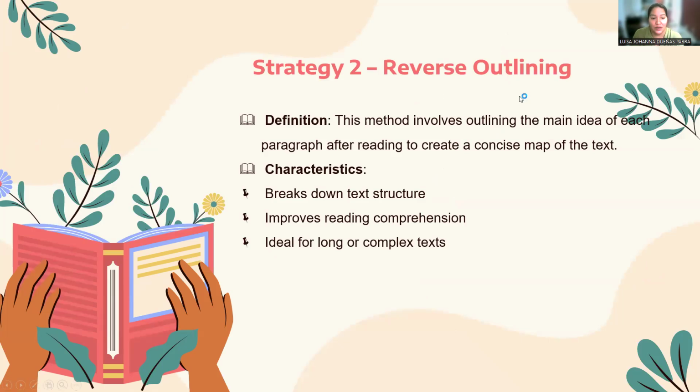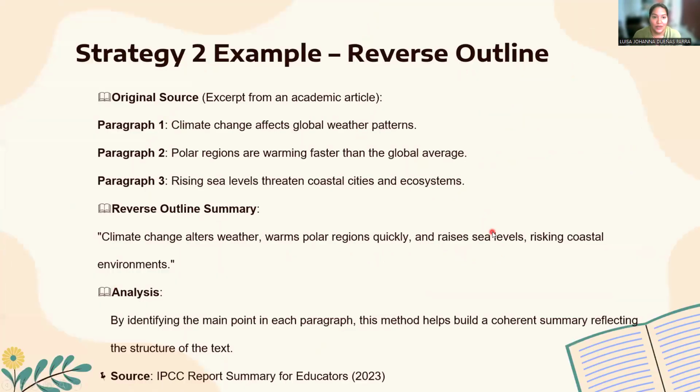Strategy 2, reverse outlining. Okay, I have to say this: personally, this is one of my favorites, besides the SWBST strategy I studied in the guidebook. Let's see what this is about. The definition of reverse outlining: this method involves outlining the main idea for each paragraph after reading to create a concise map of the text. The characteristics of reverse outlining: it breaks down the text structure, improves reading comprehension, and is ideal for long and complex text. So it's ideal for journal articles and books.